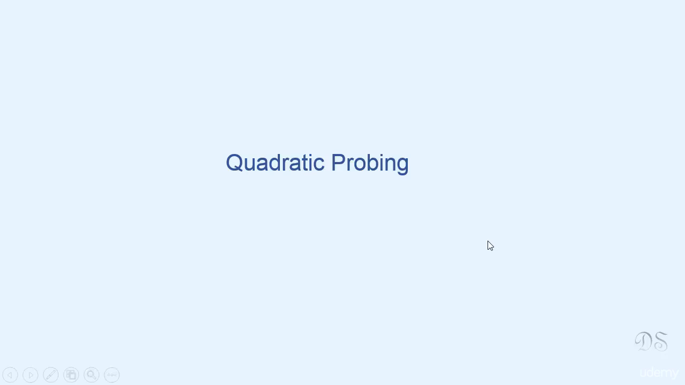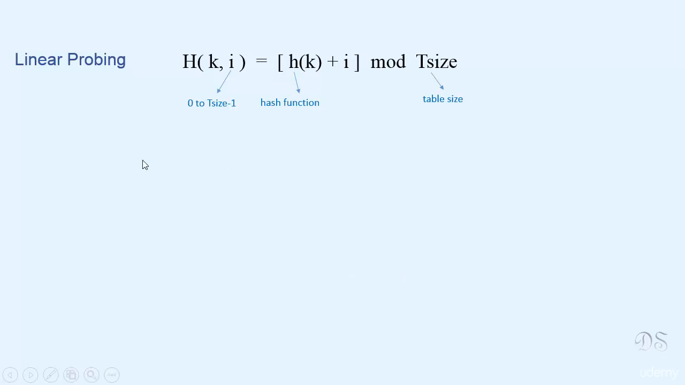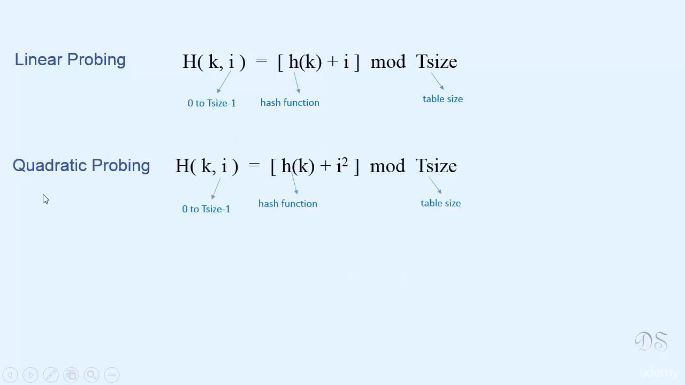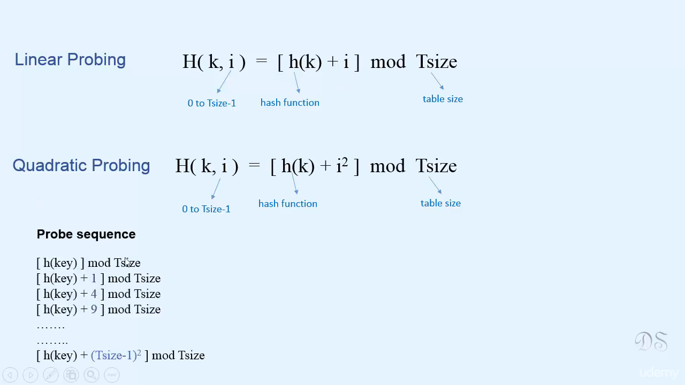In this lecture, we'll discuss quadratic probing. We have seen the formula for linear probing. In the quadratic probing formula, we have i square instead of i. So in case of quadratic probing, this is a sequence of locations that will be probed. We add 1 square, then 2 square, then 3 square, and so on.